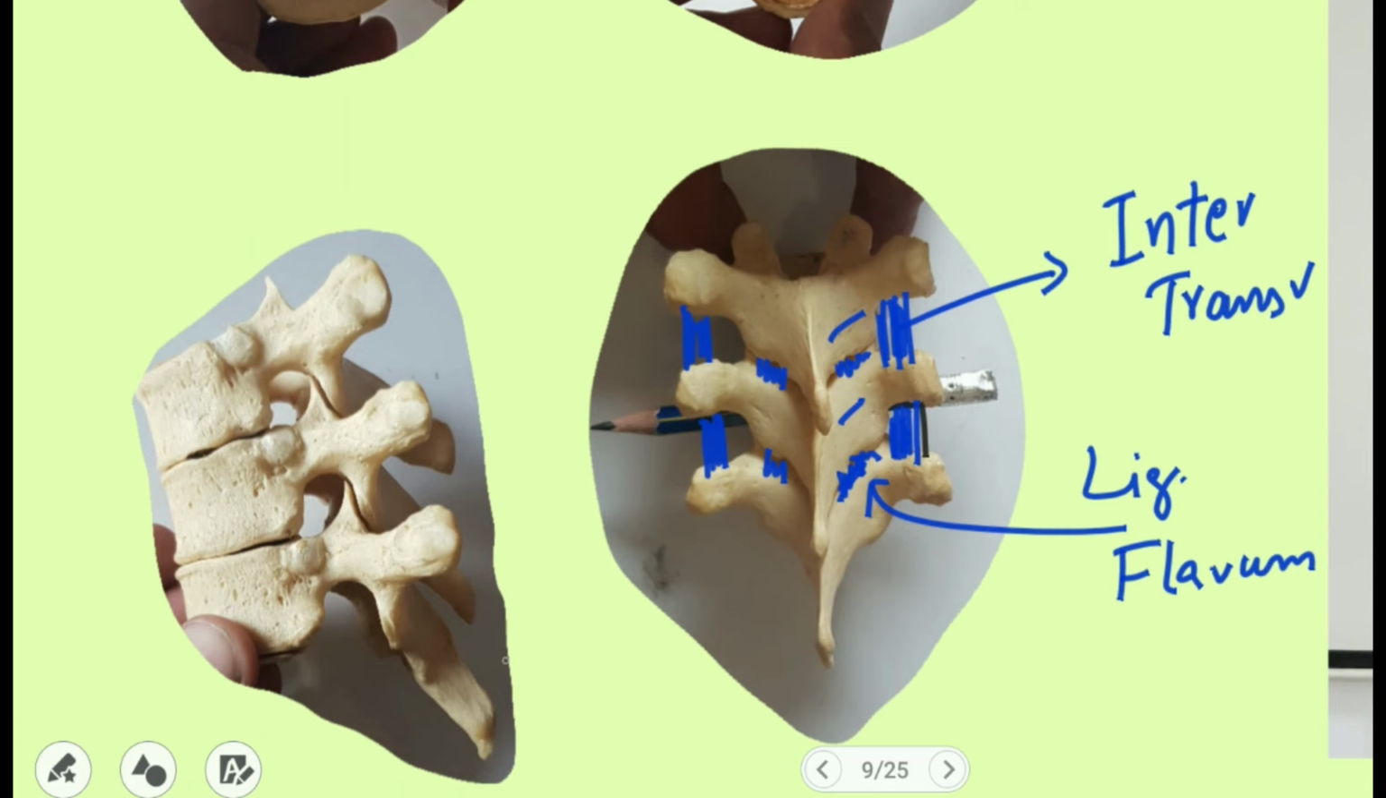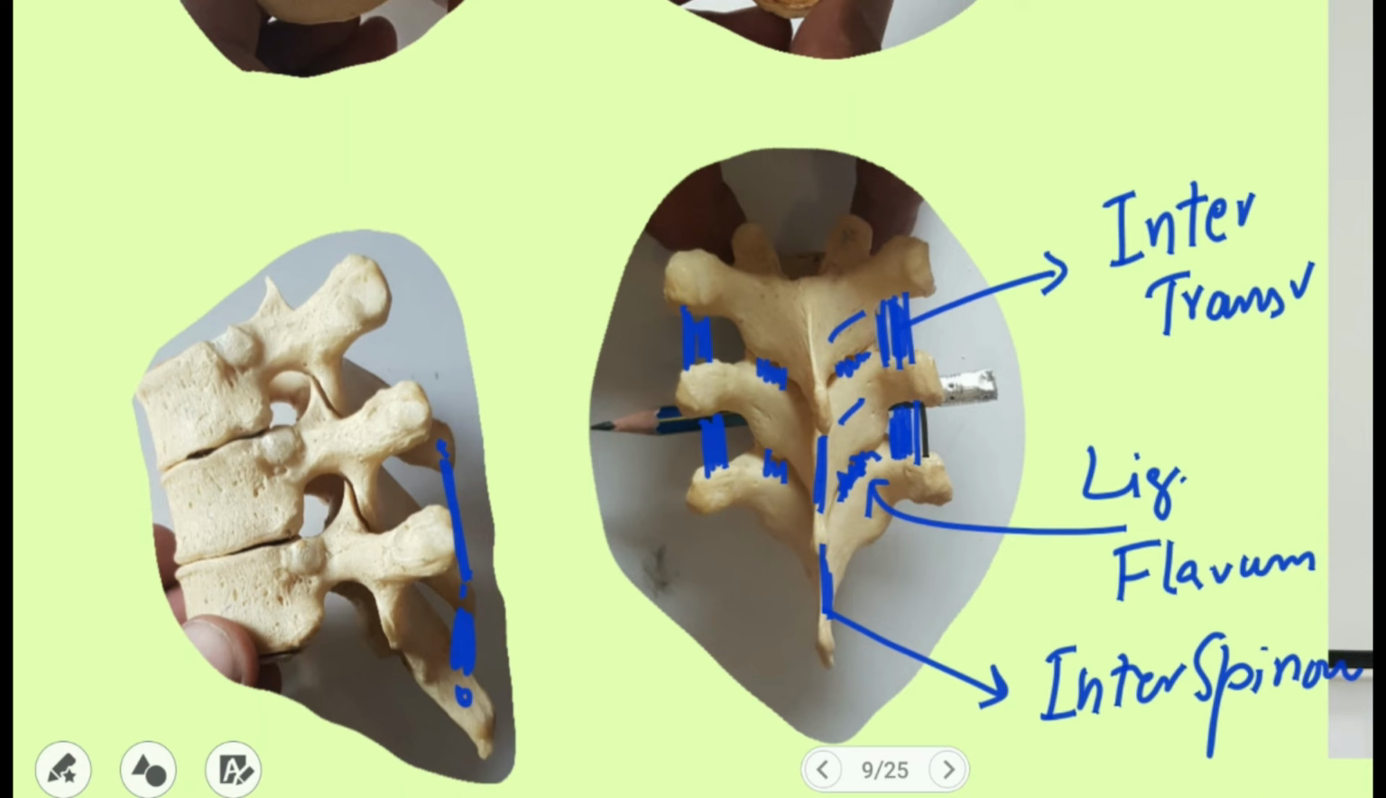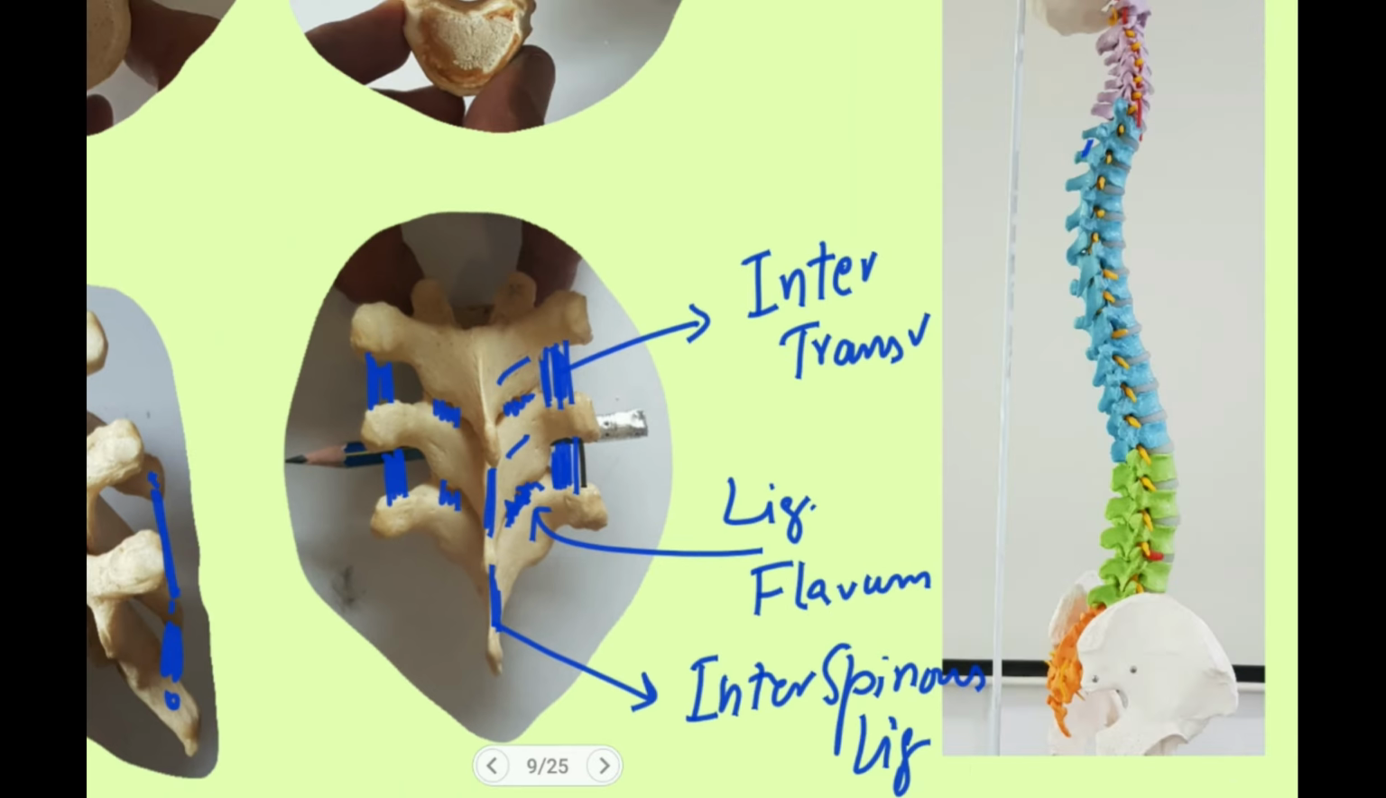Then between the spines, this is the spine, this is the spine, there is a ligament. Between spines there is a ligament known as the interspinous ligament. Note down, interspinous ligament is between the spines.